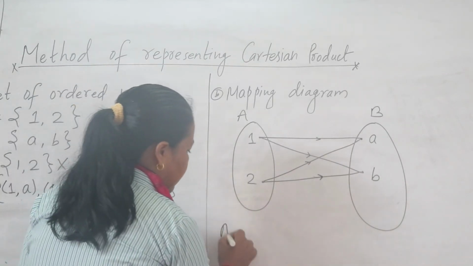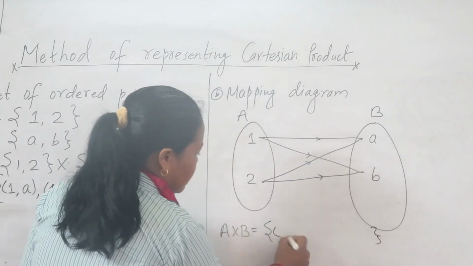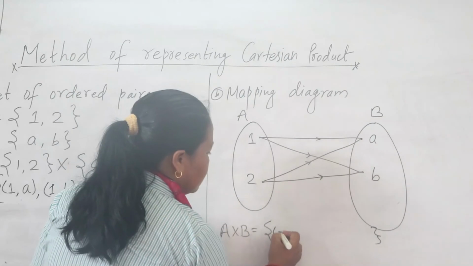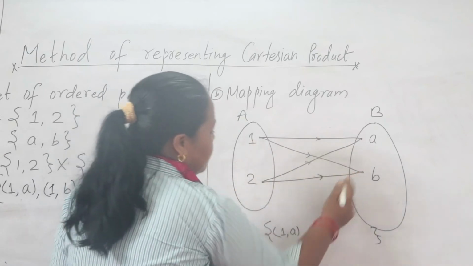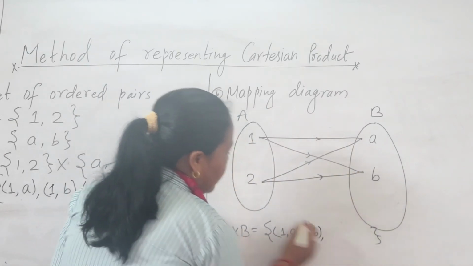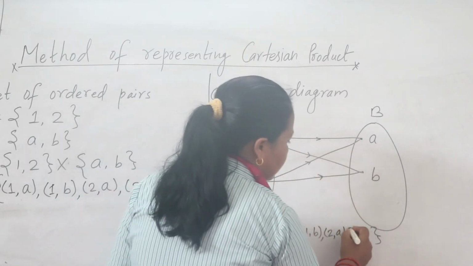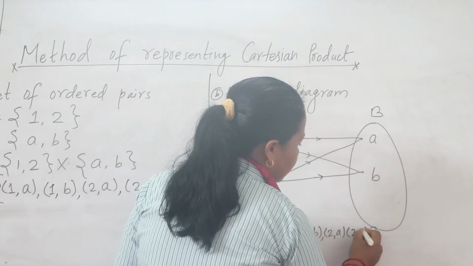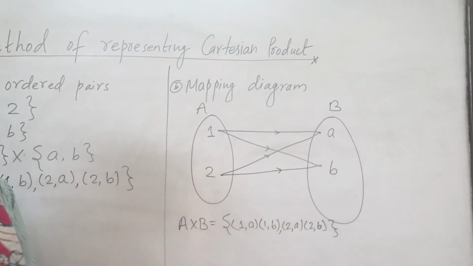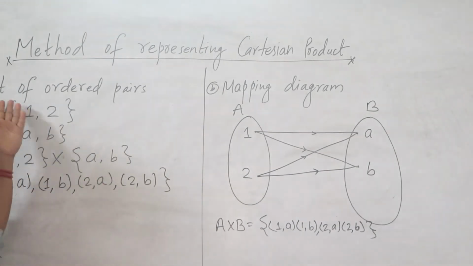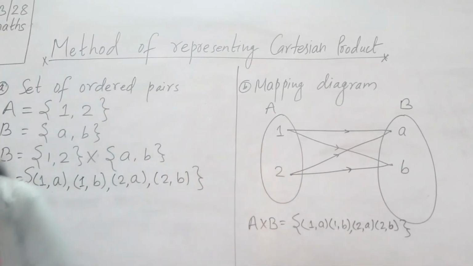Okay, now at last you write the answer here. A cross B equals 1 and A. We match it first. 1 and A, and 1 and B, and next 2 and A and 2 and B. Like this we found the ordered pairs. So like this we can find the Cartesian product by two methods: the set of ordered pairs method and the mapping diagram.